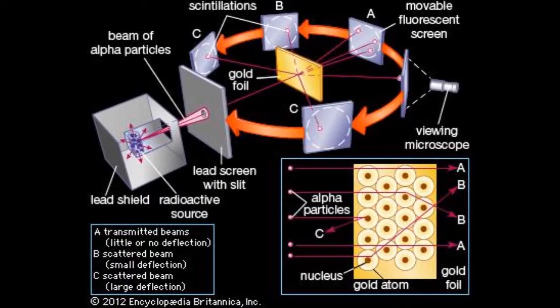This is a diagram of the experiment. In the lower right-hand corner, you can see another smaller diagram of what happened when the alpha particles passed through or were reflected through the gold foil.